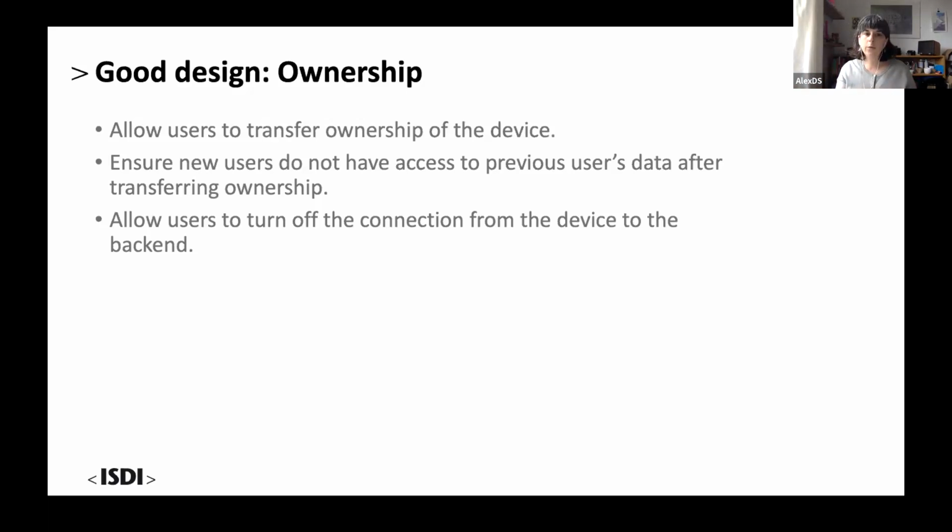And how do you allow users to turn off connectivity if it feels too intrusive at some point or their use of the product changes? You have to allow them to do that in order to have good governance around what you're building.